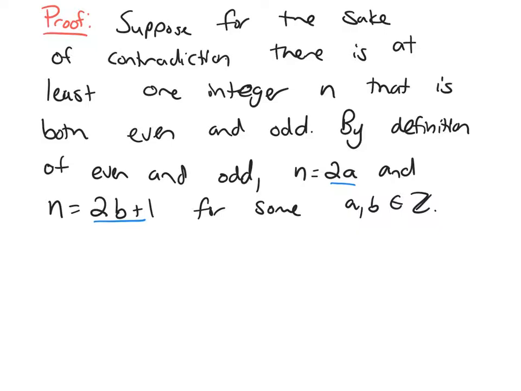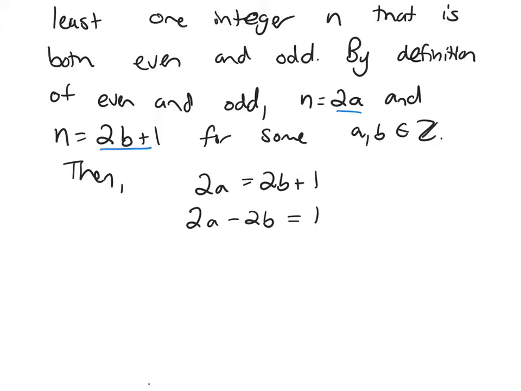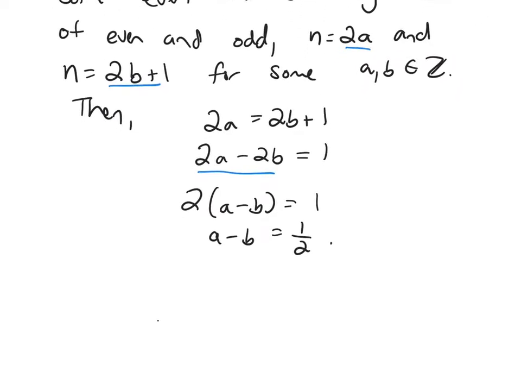So now I can set those two things equal because they're both equal to n. And let's go ahead and get all of our variables on one side. If I look on the left-hand side, you can factor out a 2. And if I divide by 2, I get a minus b is 1/2. And I claim that we've already got our contradiction.